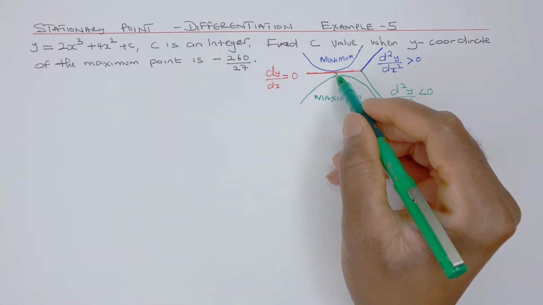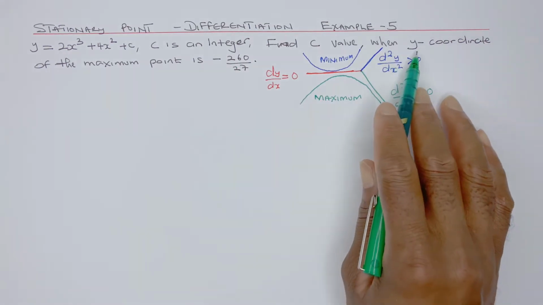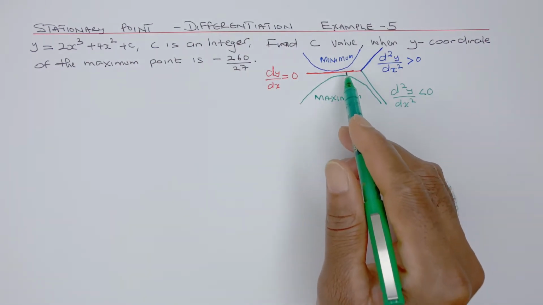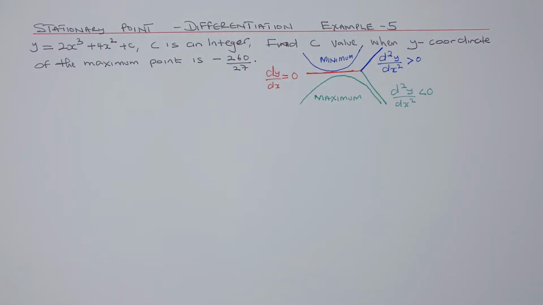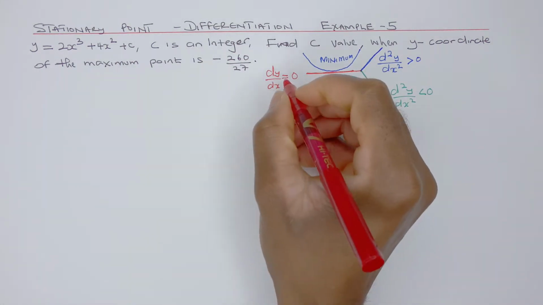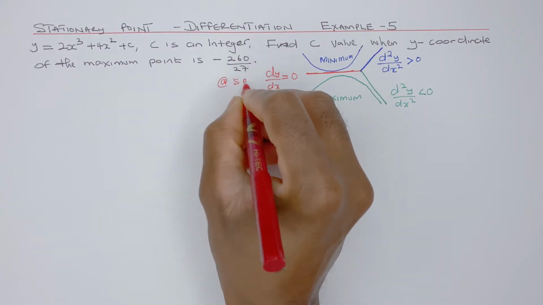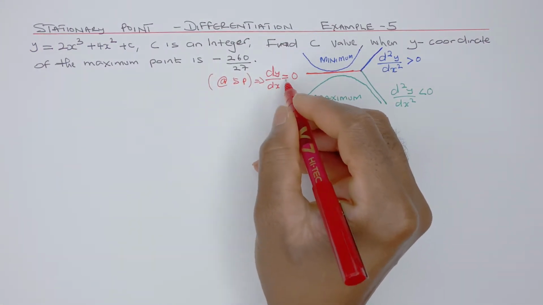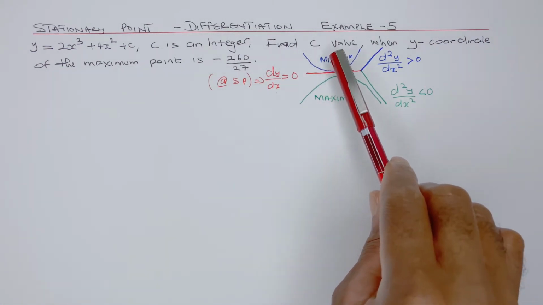That point, if it's maximum, the y value will be this. The y coordinate of the maximum point is that. And we need to find the x value. To find that x value, we need to differentiate and set it to 0. That's called the stationary point. At the stationary point, that implies dy/dx equal to 0.